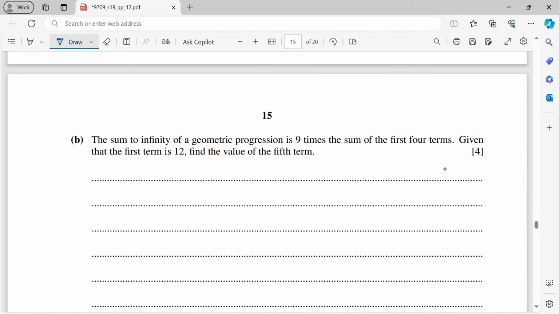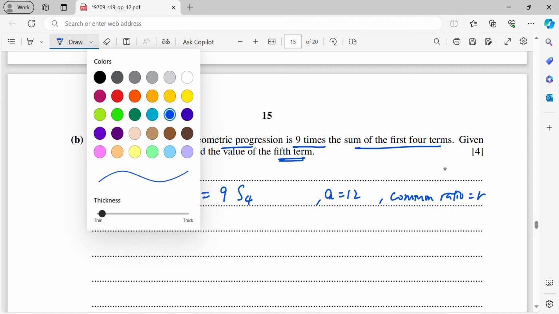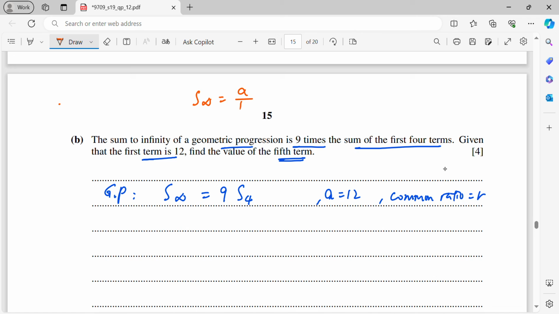Okay, now part B. The sum to infinity of a geometric progression is 9 times the sum of the first 4 terms. Given the first term is 12, find the value of the fifth term. So now, for geometric progression, sum to infinity is 9 times the sum of the first 4 terms, and given a is 12. Now let's say the common ratio is r. So the formula for S infinity is basically a over 1 minus r, and Sn is a(r^n minus 1) over r minus 1.